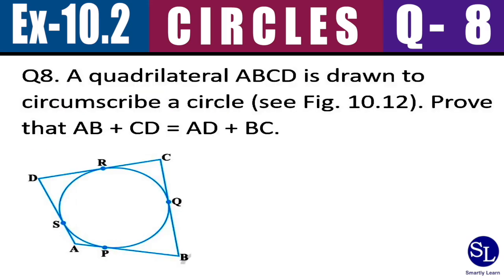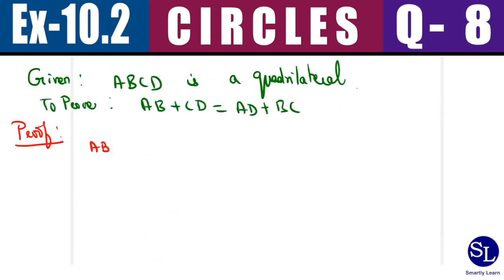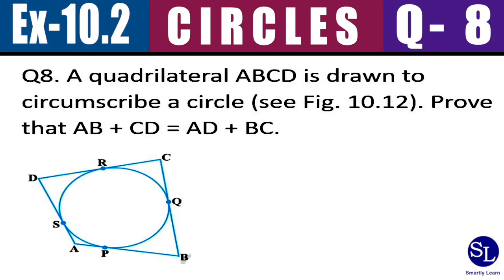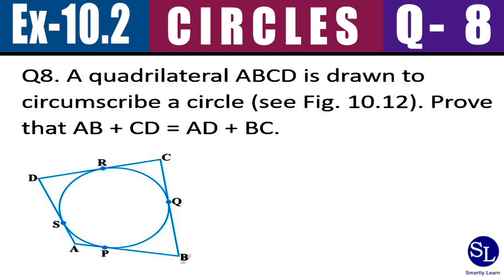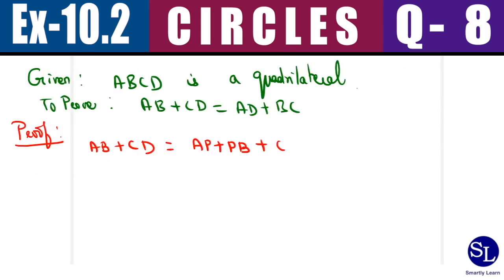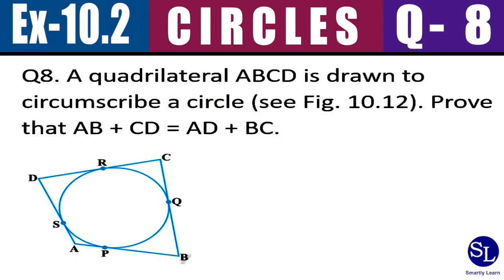See, first let's try to compute what is AB plus CD. So AB can be broken as AP and PB. So I'm writing AB as AP plus PB plus CD, I'm going to break it as CR plus DR. In this diagram, R is given as a point between C and D. So I'm breaking CD as CR plus DR.